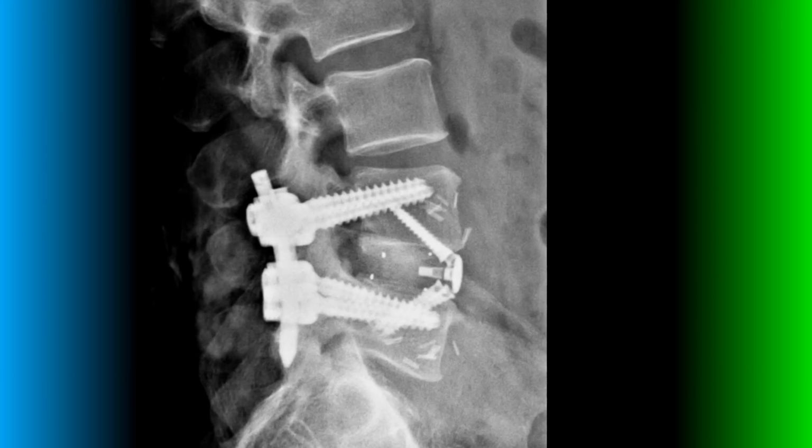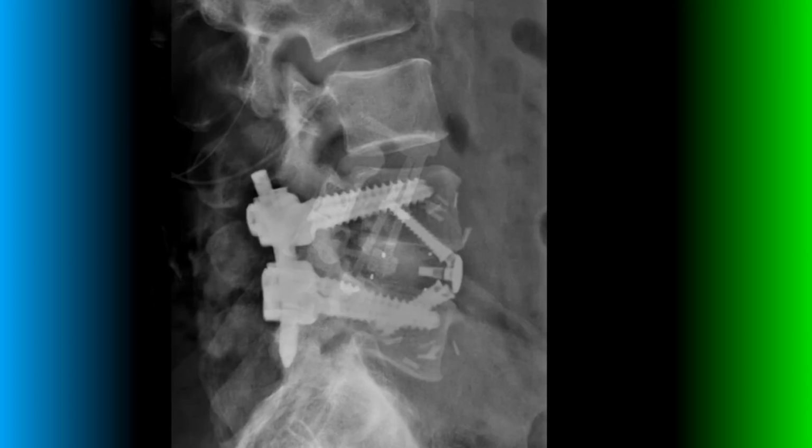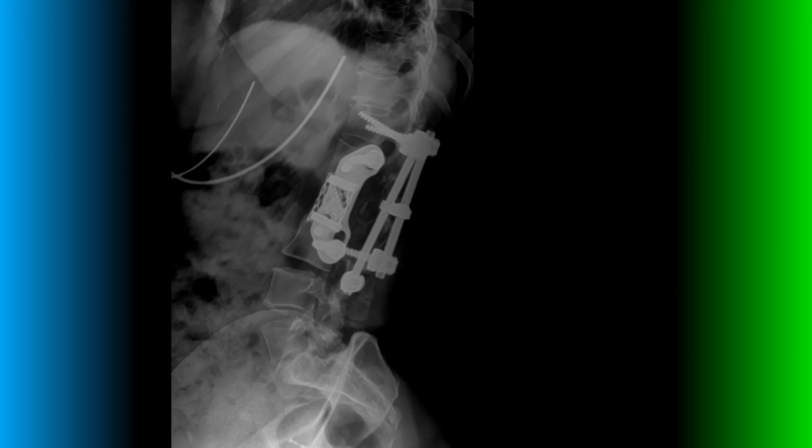Here's the combination of posterior lumbar interbody fusion and anterior lumbar interbody fusion with a replacement intervertebral disc. And here's a surgical procedure called a lumbar corpectomy, usually following a removal of a spinal cord tumor.